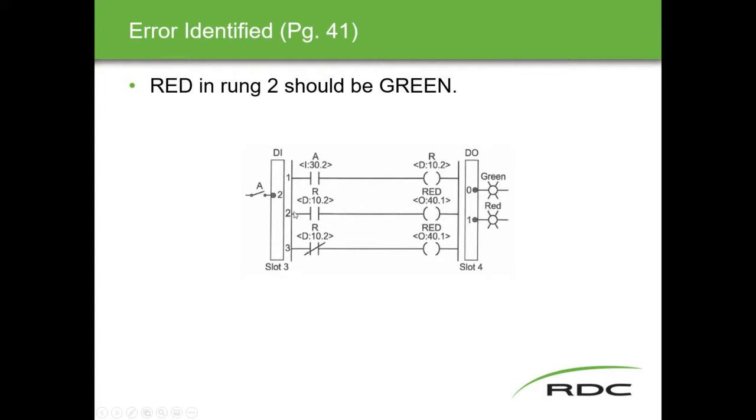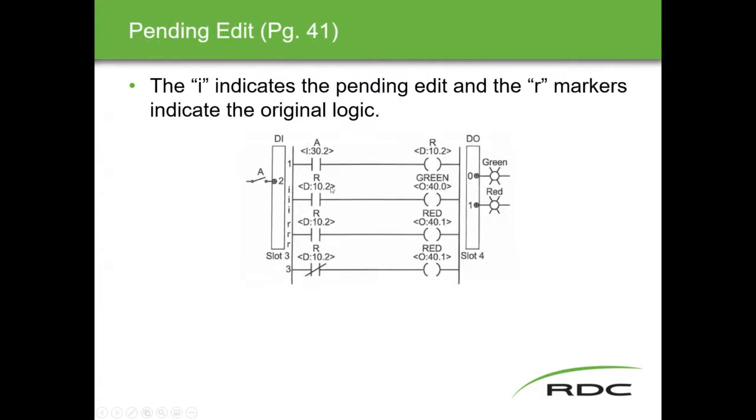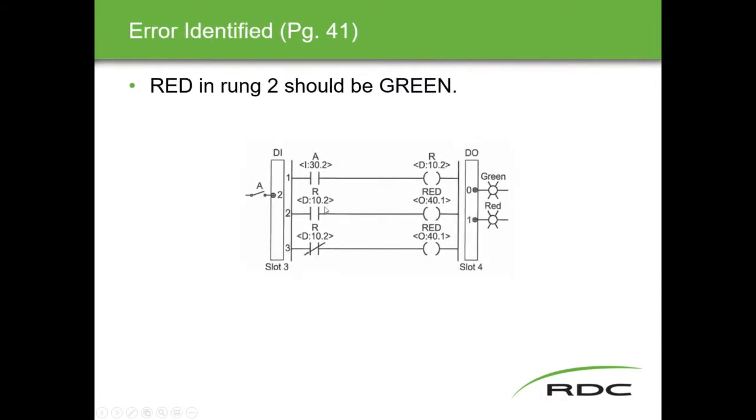So what am I going to do? I'm going to click on rung two. Click. And then this is going to happen. Okay, it's going to give me duplicate copies of the rung that I just made, and it's going to say, "Here's what I got. This is the original rung. I had this bit R, and I had it energizing a green light. Well, we didn't want that.